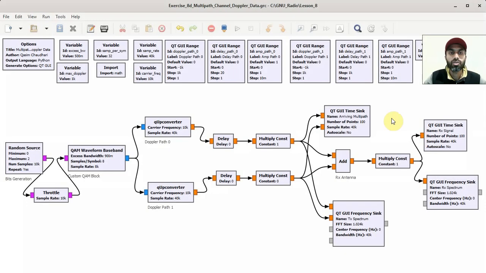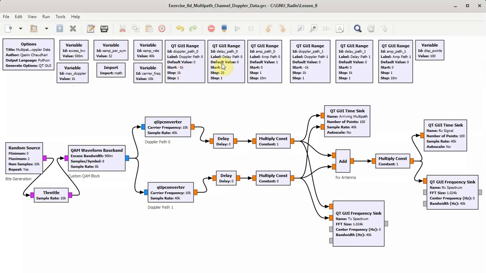Let us study the effect of Doppler shift on the waveform carrying the data. The excess bandwidth is defined as 0.5, and we have 32 samples per symbol. The maximum Doppler shift is 1000 Hz. We have a sample rate of 40K and a carrier frequency of 10,000.